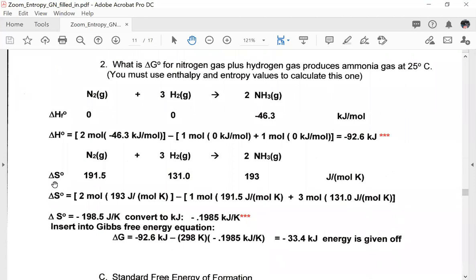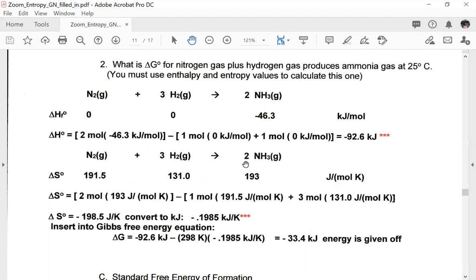So now we're going to do the entropy. These values are again from a table. So we plug in our values for our nitrogen gas, hydrogen gas, and ammonia. The units are joules over mole Kelvin. Be careful with your units. This is in joules.